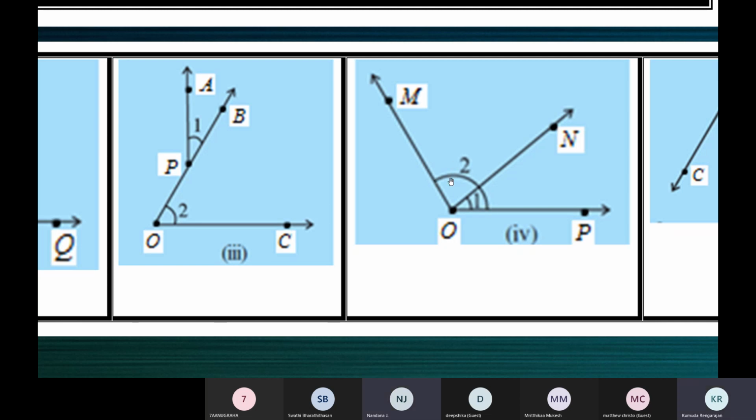Angle 2. Which are the arms of angle 2? Ma'am, ON and OP. OM and OP. Now, which is the common arm? Ma'am, ON. No, see, now if you write down, you can make out. For angle 1, which are the arms? ON and OP.